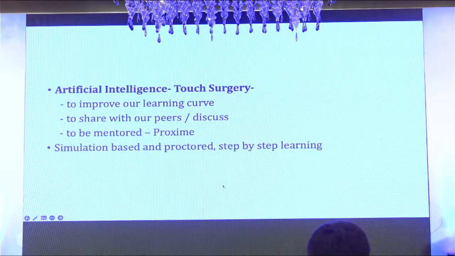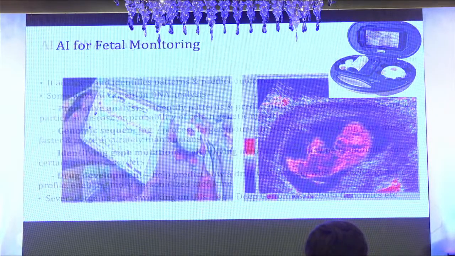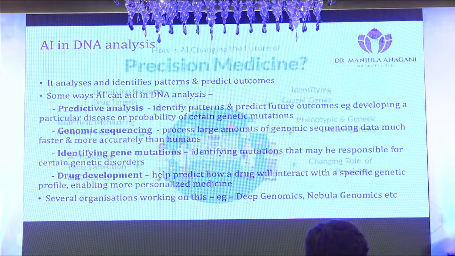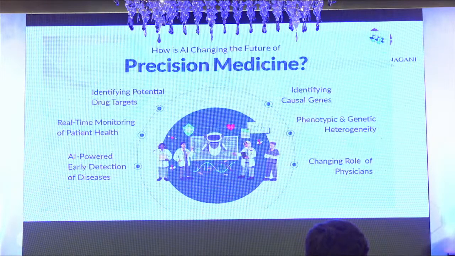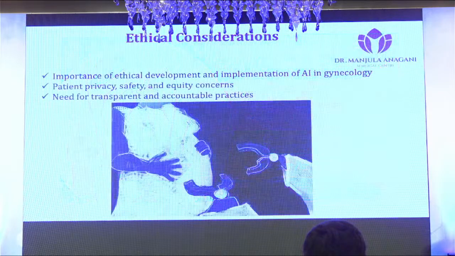Yeah, 2 minutes. So AI and touch surgery is here to improve that, and that's where we are. In obstetrics, we have fetal monitoring, and DNA analysis is here to stay. Like I said, we have genome pathways everywhere, identifying the gene mutations, precision medicine, and administrative tasks. But ethical considerations are something I already spoke about, the privacy issue, and in gynecology, it's a huge thing which we need to address.